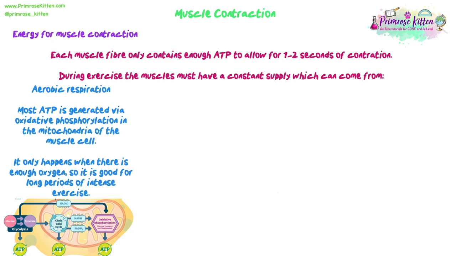Obviously, the main one, aerobic respiration. So most ATP in muscles is generated via oxidative phosphorylation in the mitochondria of the muscle cells. And remember, these are the muscle fibers. We were talking about the fast twitch and slow twitch muscle fibers. So specifically, slow twitch muscle fibers are going to be doing a lot of aerobic respiration. So that is where their ATP is going to come from.